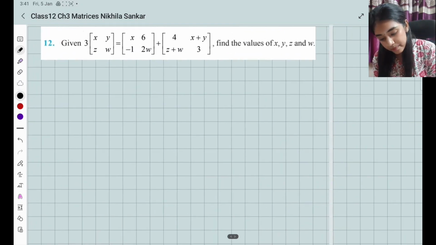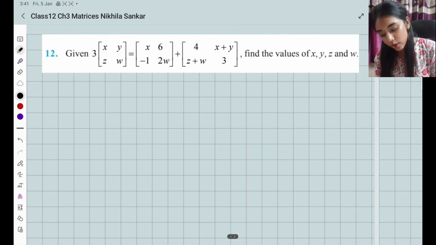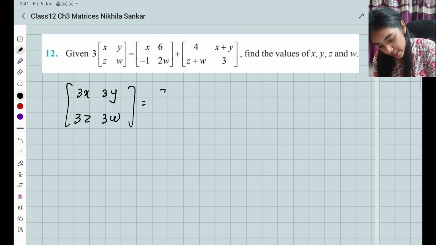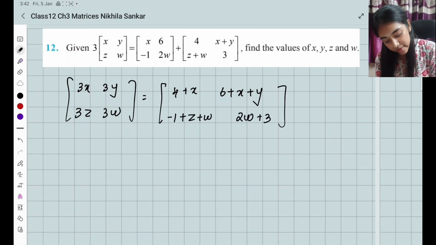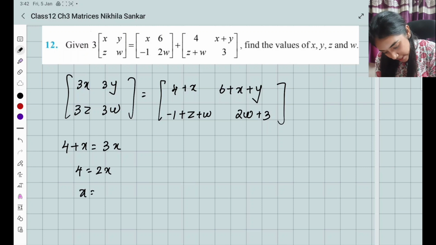Question number 12. Find the values of x, y, z, w. Questions like this will come in the exam. Solve it along with me. So this is going to be 3x, 3y, 3z, 3w. This is the first matrix. Equals, on this side, when I add these two, I have 4 plus x. Without multiplying, just add. 6 plus x plus y. Then here minus 1 plus z plus w, 2w plus 3. Okay, when I equate, I'll have 4 plus x equals 3x. From here, I have 4 equals 2x and x is equal to 2.